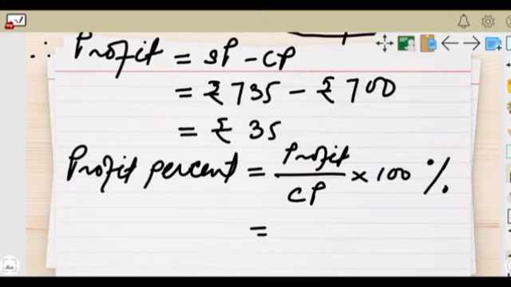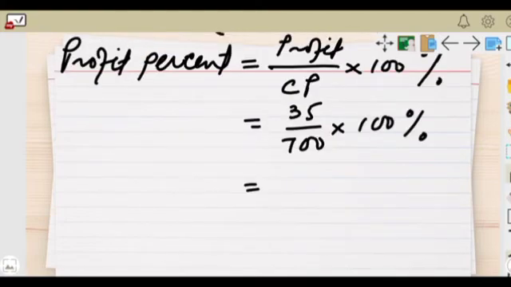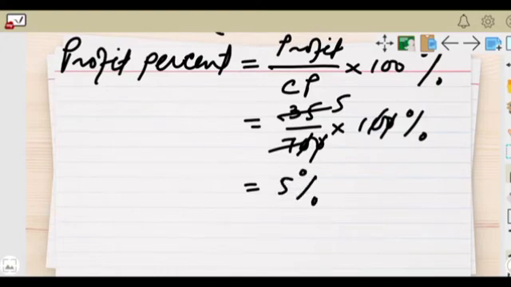So what is the profit? Profit means 35. What is the cost price? 700. Then into 100, then there should be percent. Equal to, we can cancel 00, then 00. So 7 into 5 is 35, 7 ones are 7. So we have here 5%.